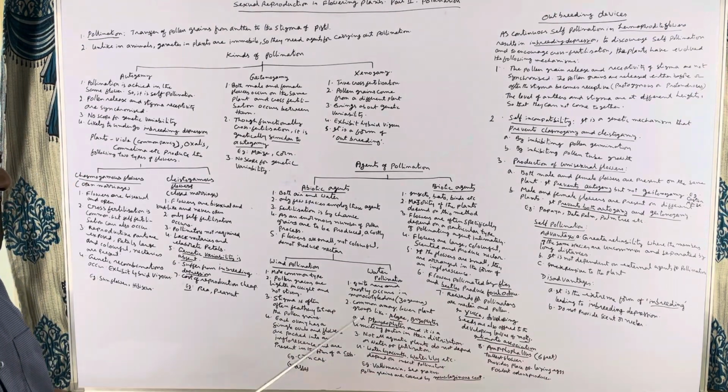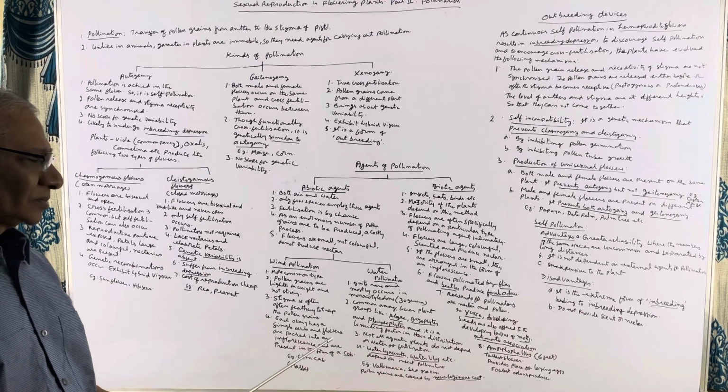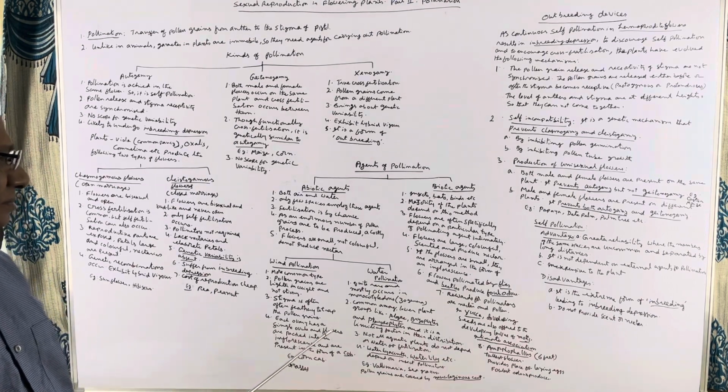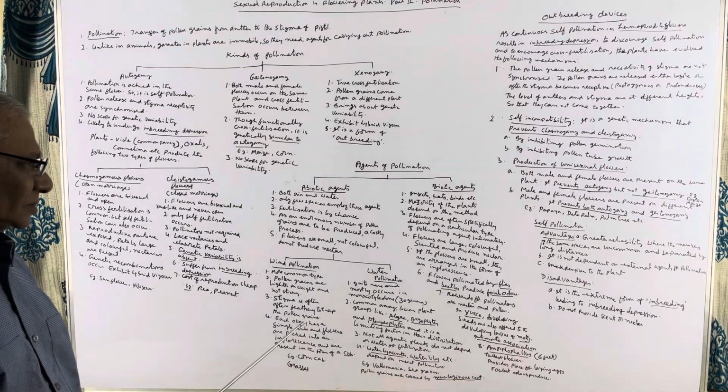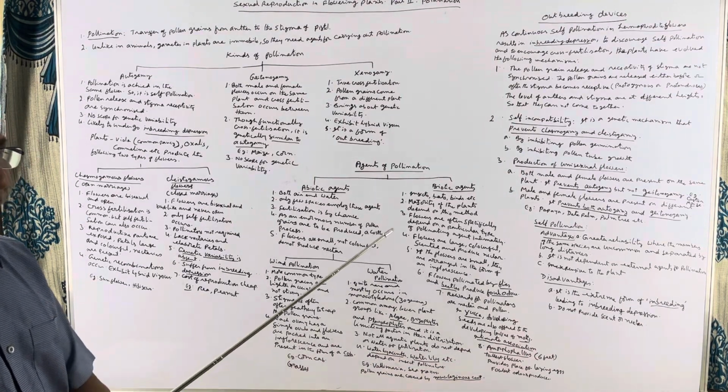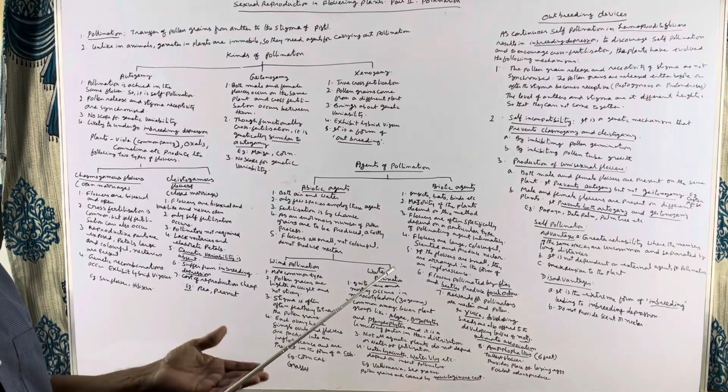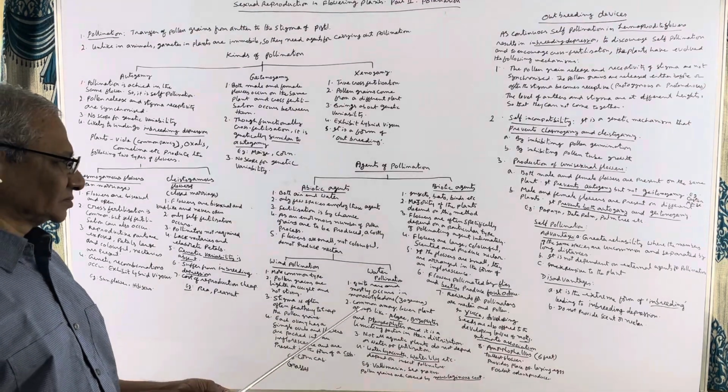Then, flowers of these plants are bigger, colorful, scented, and produce nectar. So it is a costly process. To attract the animal agents, the plant has to spend a lot of energy.